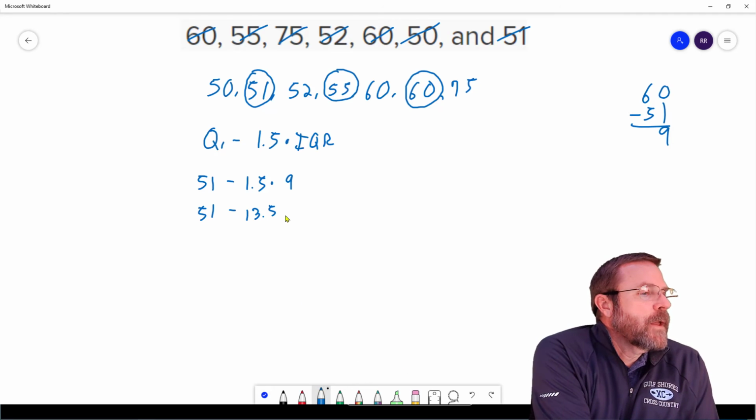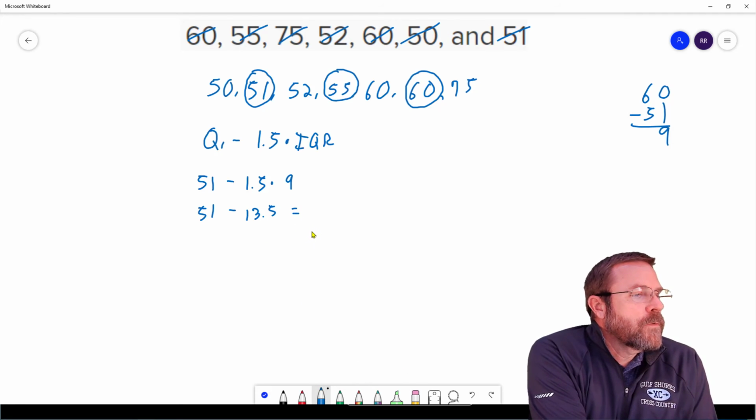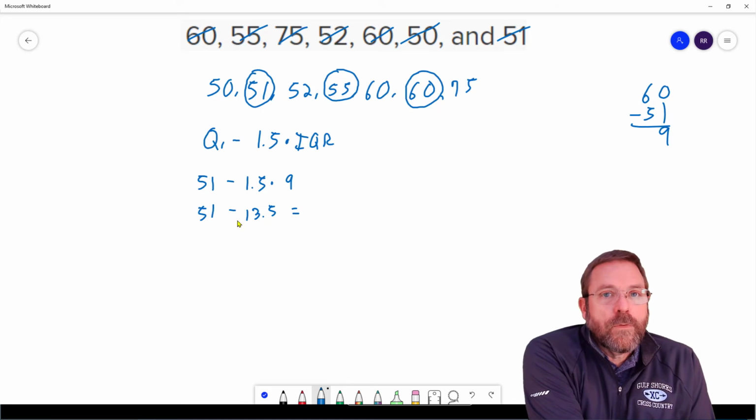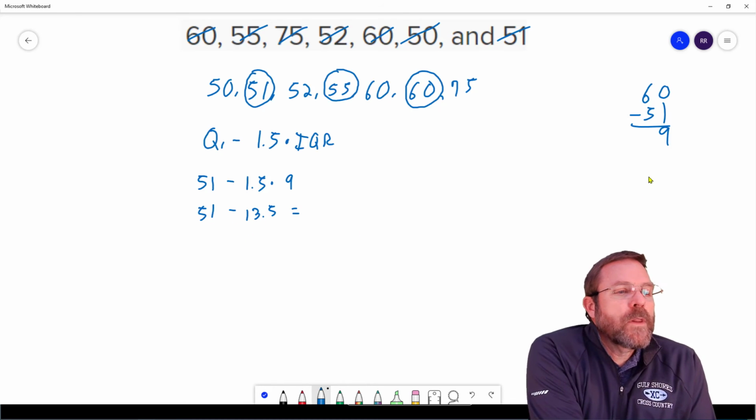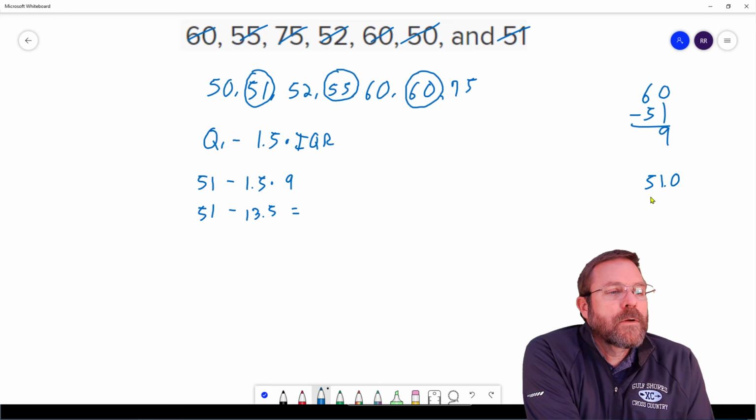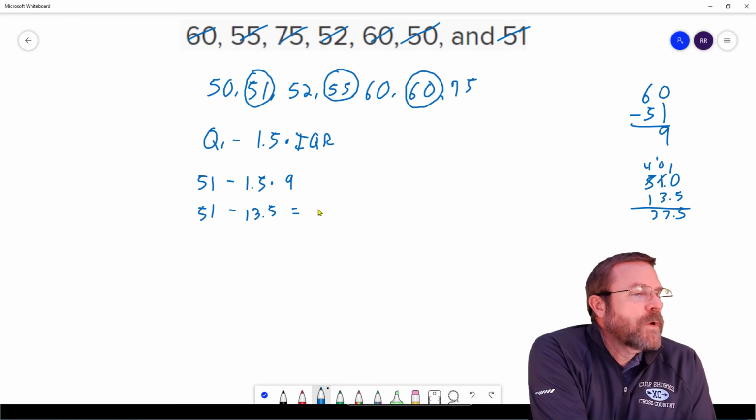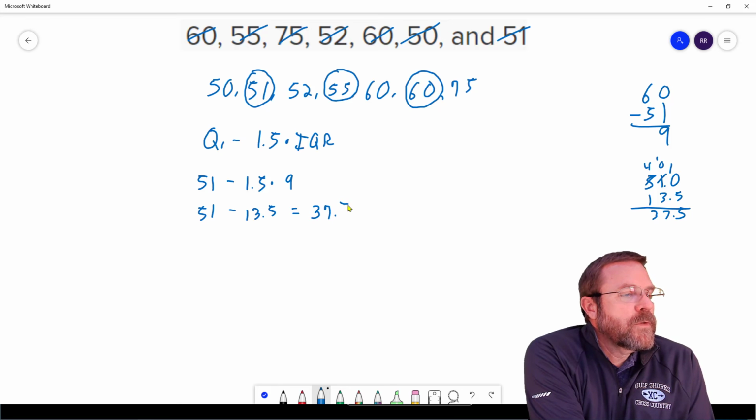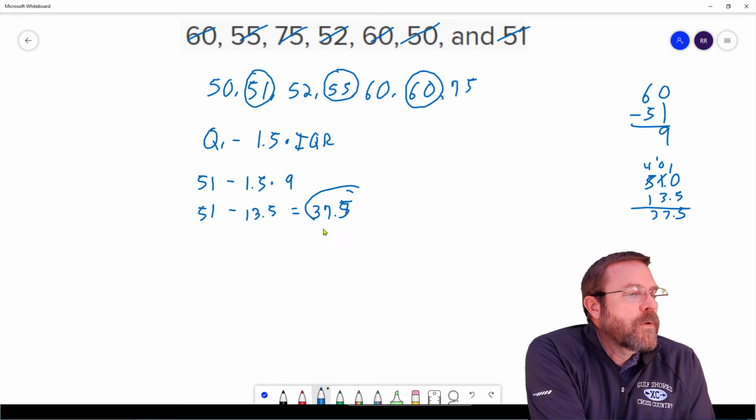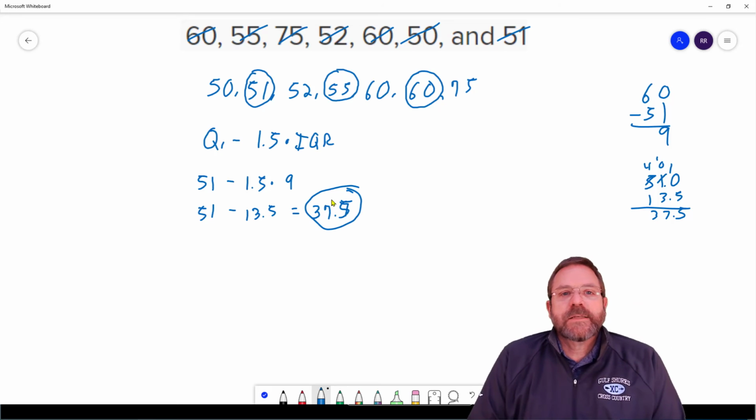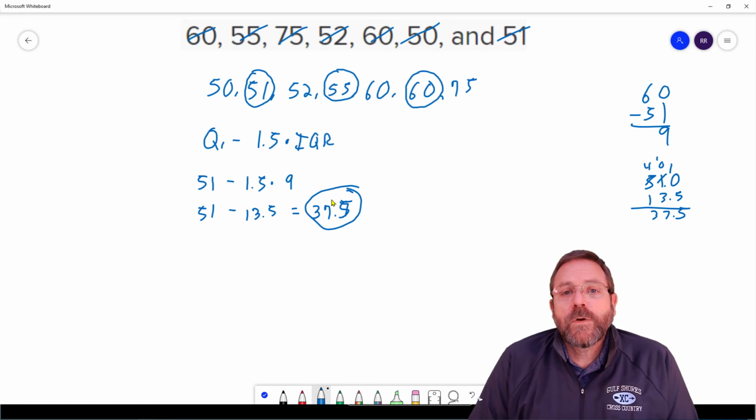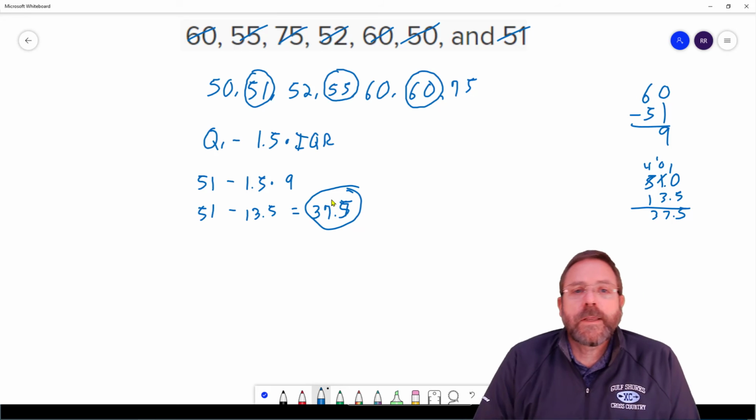which means that for it to be an outlier for the lower half, it's going to have to be a number less than, let's do some subtraction here, 51 minus 13.5. 10 minus 5 is 5, 10 minus 3 is 7, 4 minus 1 is 3, so it would have to be a number less than 37.5. There are no numbers in our data set that are less than 37.5, so we do not have any outliers on the lower end of the data.